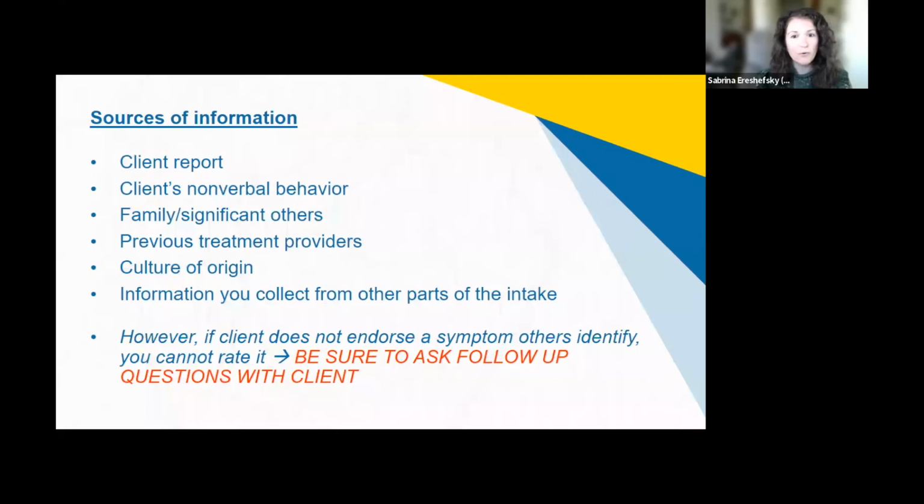First, it's important to remember the sources of information that can contribute to a rating. From your interview, you get your client report, but you also get things like nonverbal behavior. From family and primary support persons, they can also contribute their perspectives, and we greatly encourage these individuals to attend the intake. We want you to gather information from current providers, so it may be important to connect with them before or after the intake. You also want to request important records and carefully review them and integrate them with everything you're learning.